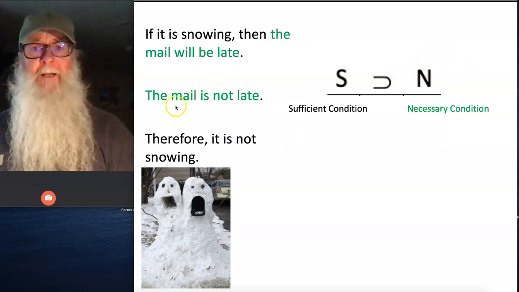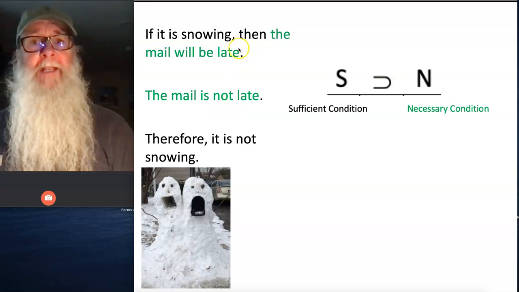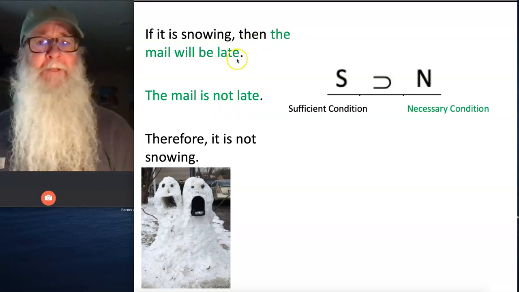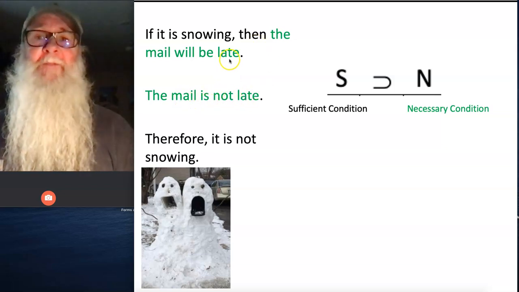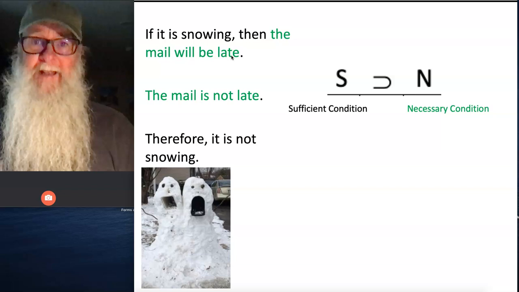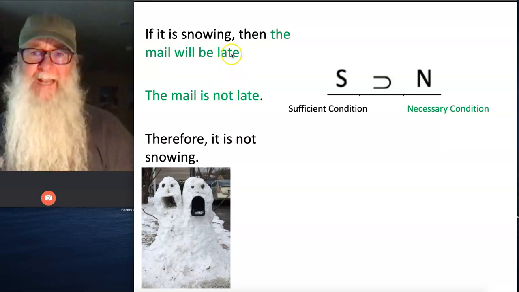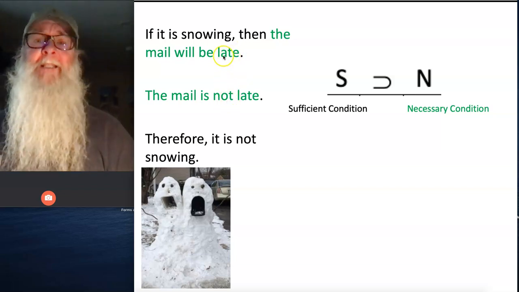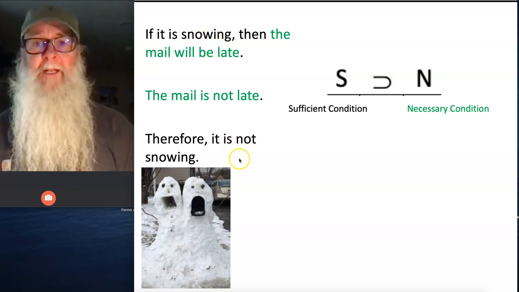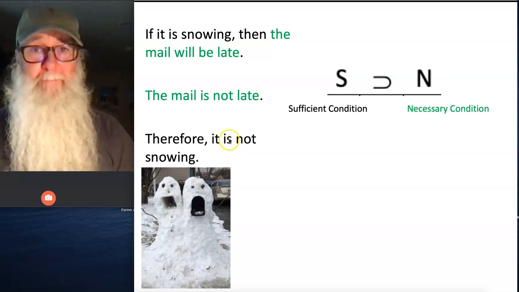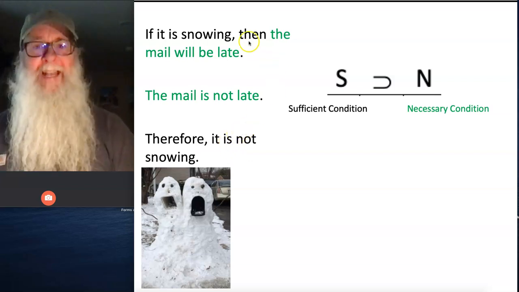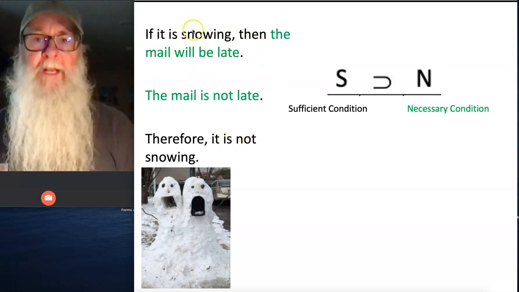And what the second premise here is asserting is that what appears on the right-hand side of the horseshoe in the first premise is not true. Because if it's true that the mail is not late, then it has to be false that the mail will be late. And if it's a necessary condition that the mail be late in order for it to be snowing, then the conclusion has to follow. If the mail's not late, then it can't possibly be snowing, because it's necessary for the mail to be late when it is snowing.